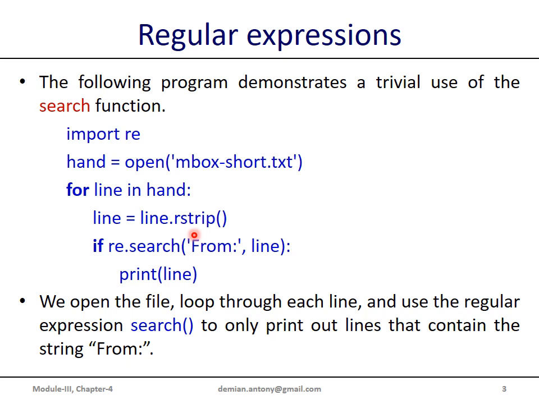Remember, the search function will return the information only about the first match, not about the subsequent matches. That's why this search function is very useful to check whether the given pattern exists in a line of text. It returns useful information like the match is found between this character to this character and so on. And we use here an if statement: if re.search returns something, you print the line, that means there is a pattern from colon found in the file, and we display the entire line.